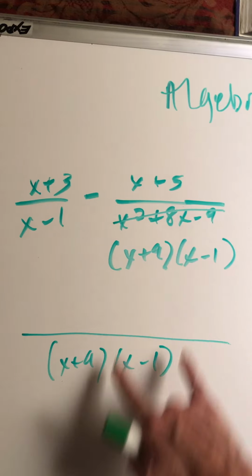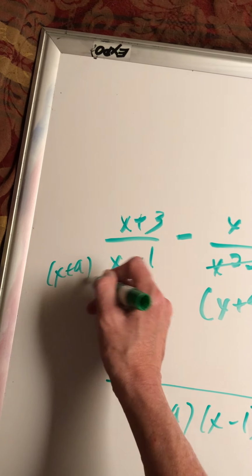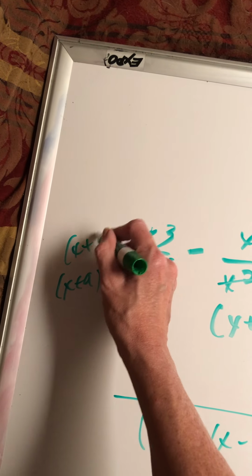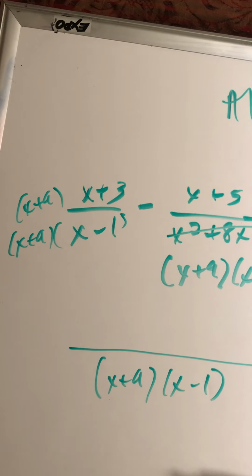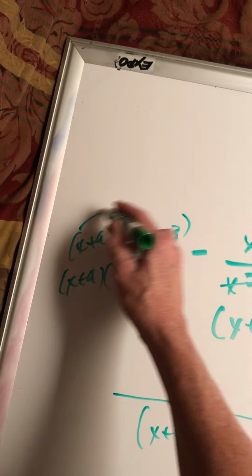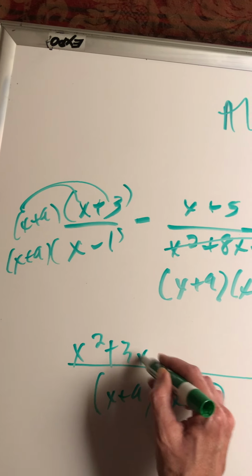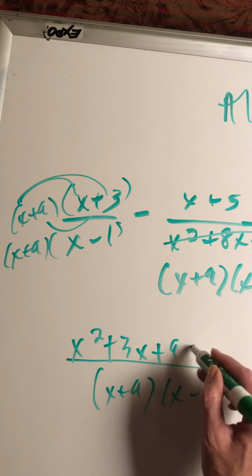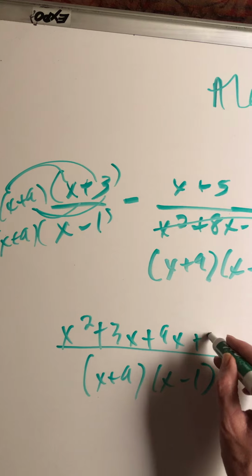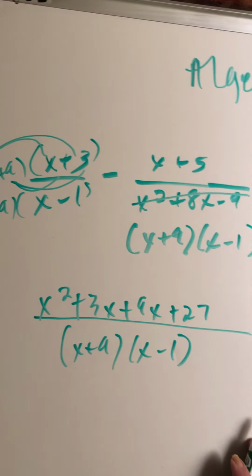This has the x plus 9, x minus 1. This needs the x plus 9. So x plus 9, x plus 9. Again, leave the denominator factored. FOIL the numerator. x times x is x squared. x times 3 is 3x. 9 times x is 9x. And 9 times 3 is 27. So that's just foiling that, okay?